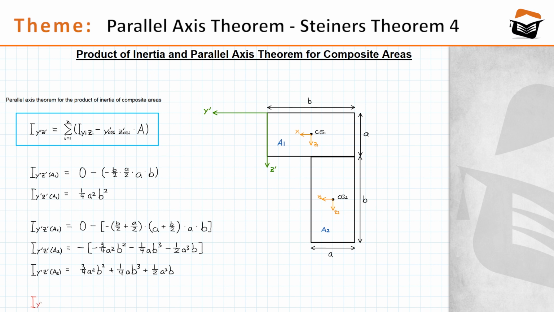So I sub y prime z prime is equal to I sub y prime z prime of A1 plus the product of inertia for area 2, and that is equal to a squared b squared plus 1/4 a times b to the 3rd power plus 1/2 a to the 3rd power times b.